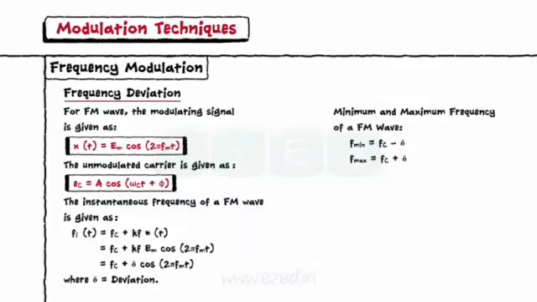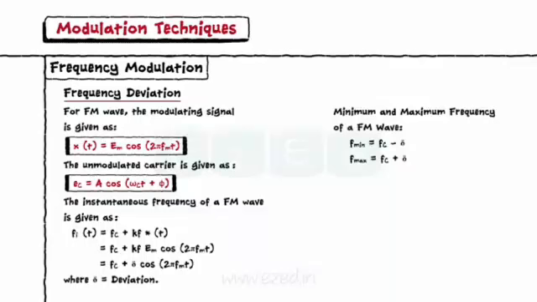We know that for FM wave the modulating signal is given as x(t) = Em cos(2 pi fm t). This is your signal which is to be transmitted. Unmodulated carrier is given as Ec = A cos(omega c t + phi), where omega c t represents the frequency and phi will give you the phase of the wave. The instantaneous frequency of the FM will be given as fi(t) = fc + Kf x(t), where Kf is the sensitivity of the wave.